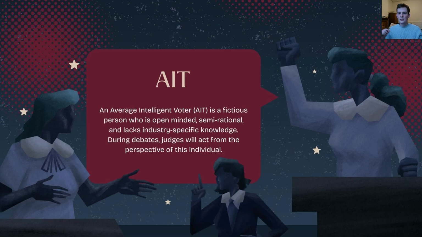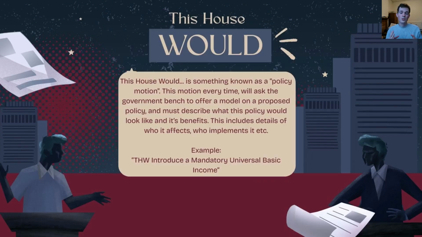So, the first type is "this house would." All motions are going to start with "this house." And then, this house would motion is something known as a policy motion. You might also say "this house will." That's far less common than would. It's almost always going to be would.